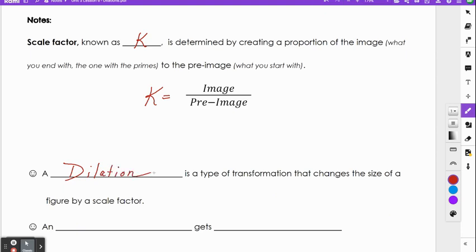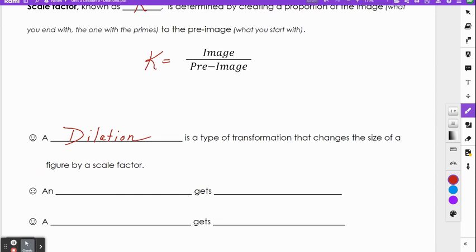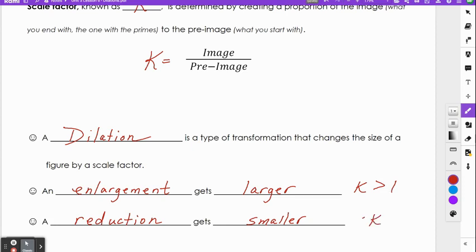Right? A dilation is a type of transformation that changes the size of a figure by the scale factor. In an enlargement, our image gets larger, and in a reduction, our image gets smaller. When we have an enlargement, the scale factor will be greater than 1, and when we have a reduction, our scale factor is going to be between 0 and 1.